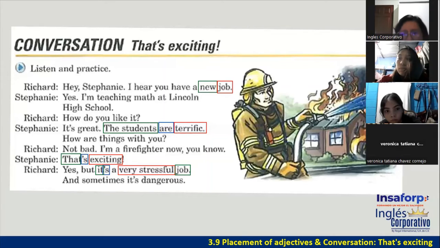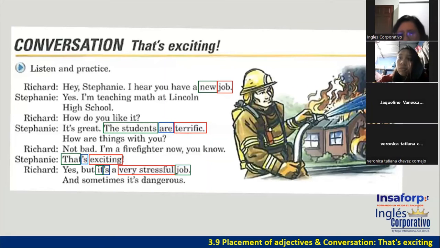Vaya, ese sitio web o esa hojita que les compartí sí es para un nivel más avanzado. Pero mi objetivo no es que entiendan eso, sino más bien que se familiaricen con las parts of speech. Entonces, si usted se fija en lo que yo les compartí a través de WhatsApp, tienen ahí la primera, que es un noun, un nombre sustantivo. ¿Qué es un noun? Un noun is name of a person, place, thing, or idea. Nombre de una persona, lugar, cosa o idea. Eso es un noun, un nombre o sustantivo.